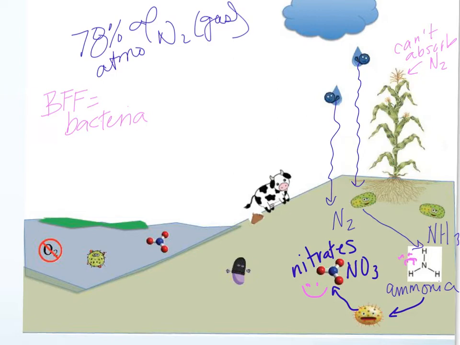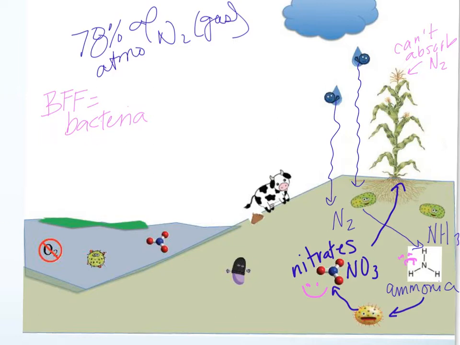Nitrates, good. Okay? So now that we have the good nitrogen happening in the soil, that's what the plants can absorb. So we're going to put an arrow right from those nitrates back up to the plants. We kind of went full circle. We started out with the nitrogen gas in the atmosphere. It infiltrated down into the soil with the help of those raindrops. Then our BFFs took over, right? Converted it into ammonia, converted it into nitrates, and now plants are ready to absorb that.